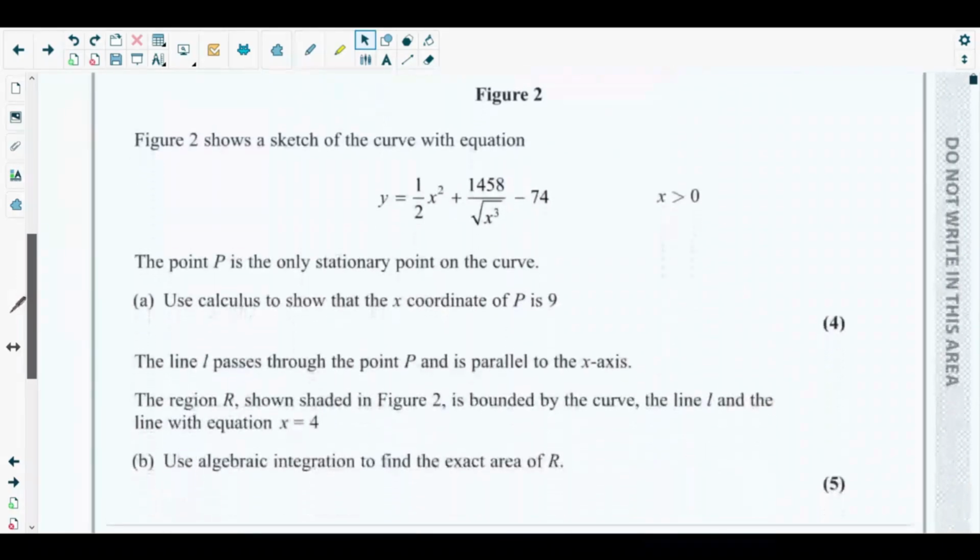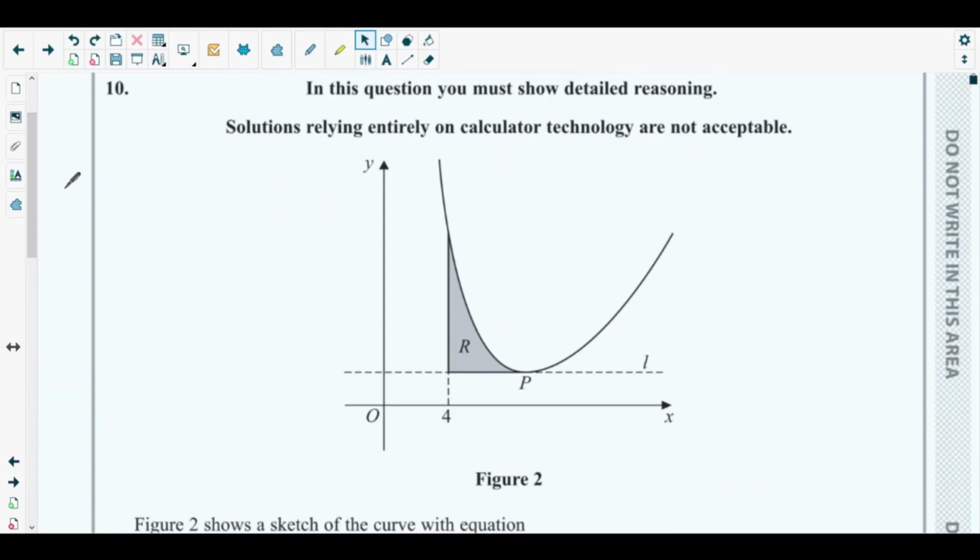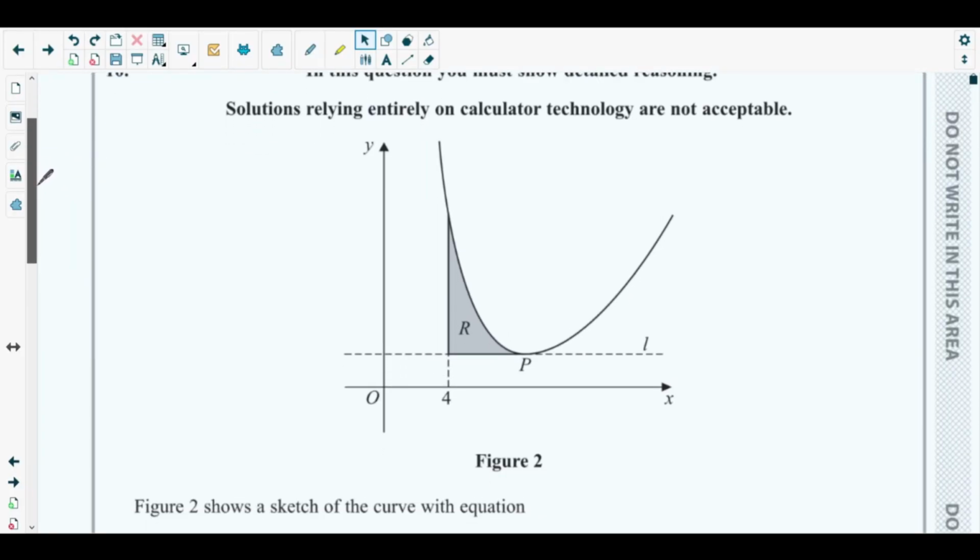So the concepts behind question number 10 are from calculus. To be more specific, it's related to integration and also differentiation of your Pure Mathematics 2 textbook. In order to solve this question, you should have an idea about the last two chapters, chapter 7 and chapter 8, differentiation and integration of your P2 syllabus. Okay, so let's get started with question number 10.